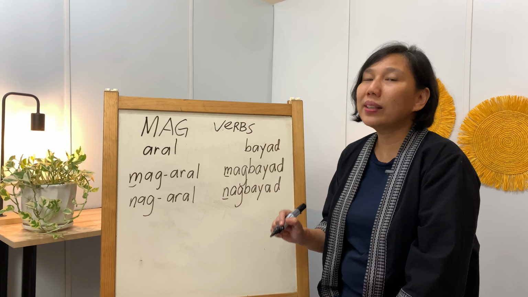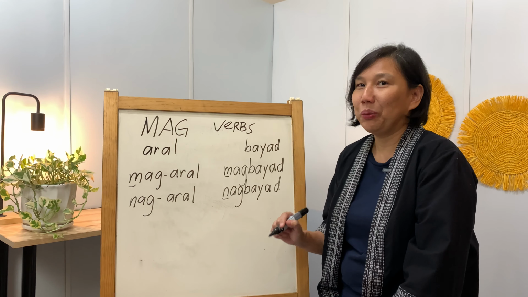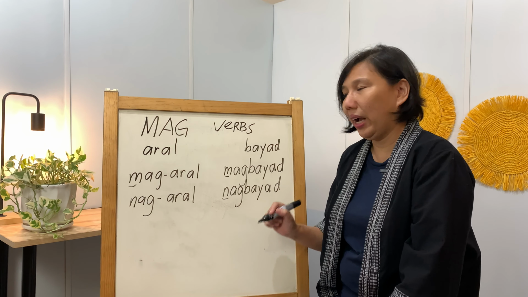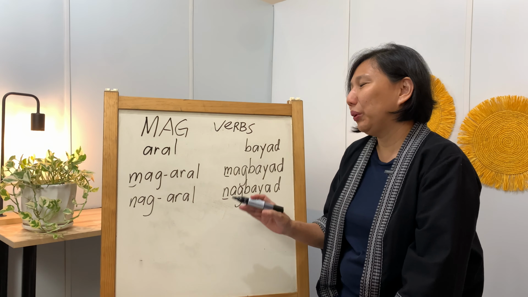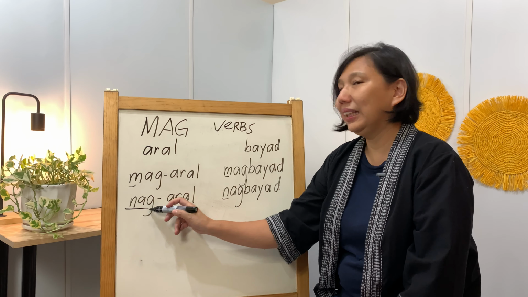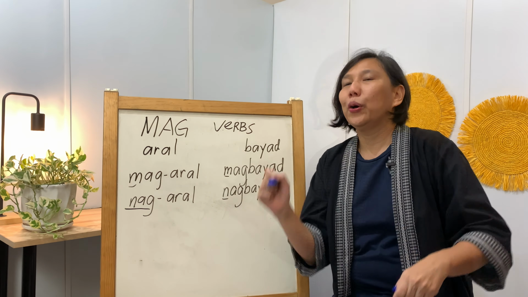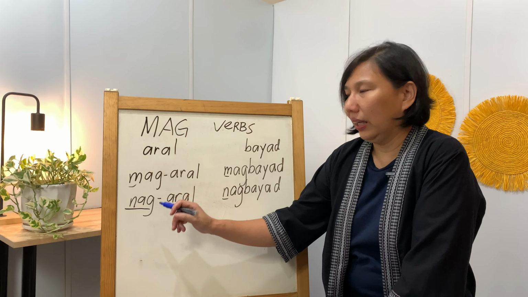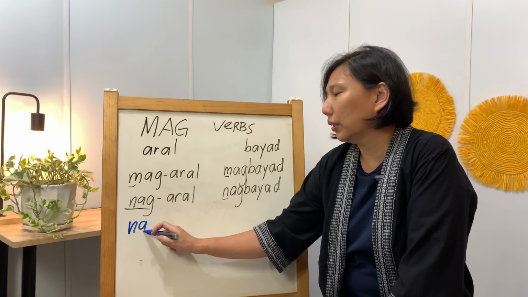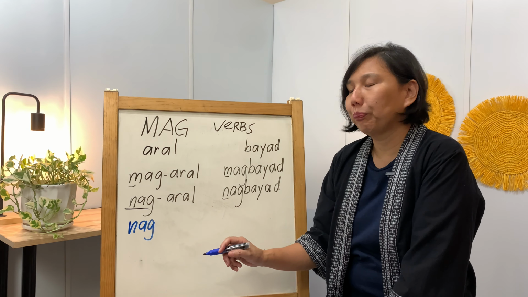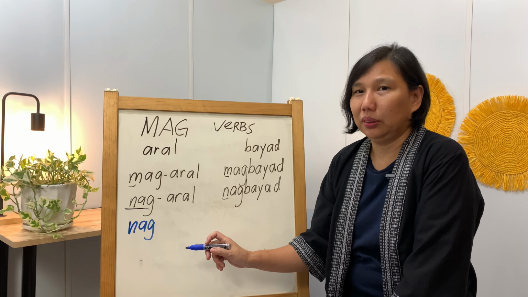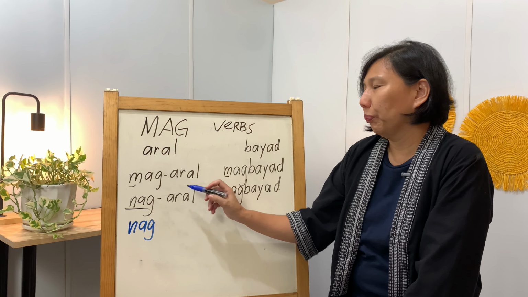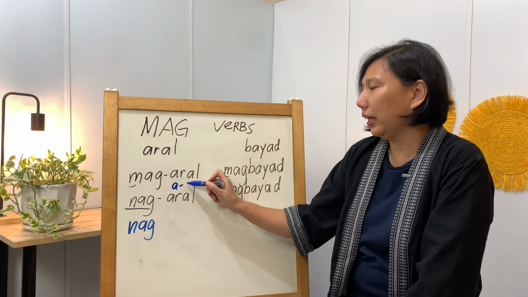Now, your skill in syllabicating will come in handy when we form the present and the ongoing action. Why is that? Because we need to retain the nag. Let me just get another color. Here's the color blue. So we retain the nag. There's your nag. Then we need to syllabicate the root, meaning divide the root. The root aral, we need to divide it into two: a and then ral.